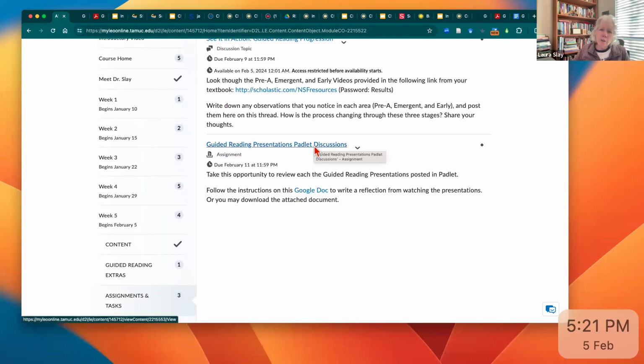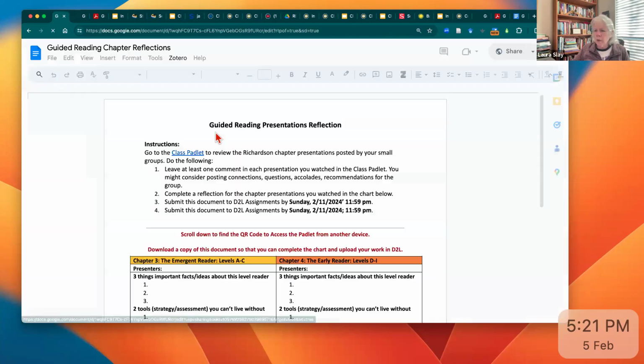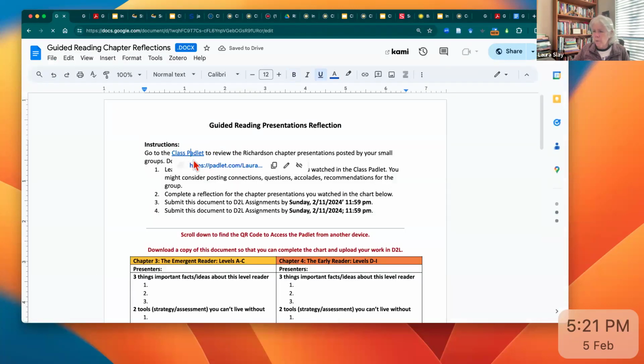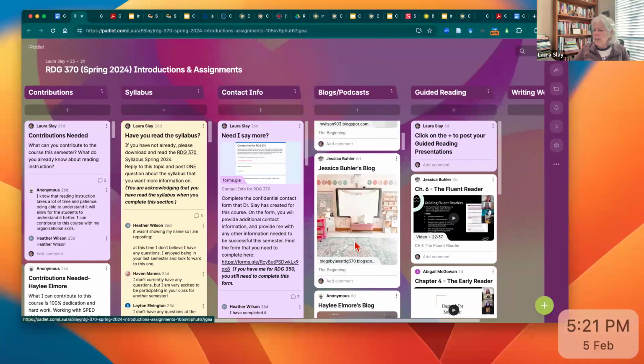This is where I want you to go back and look at your peers' presentations that are on the Padlet. So you click on the Padlet. I need to link that. I linked it somewhere else, but I did not link it here. I also want you to open this Google Doc. There, see, I posted it here. There's our Padlet coming up. And here we'll see all your wonderful blogs.